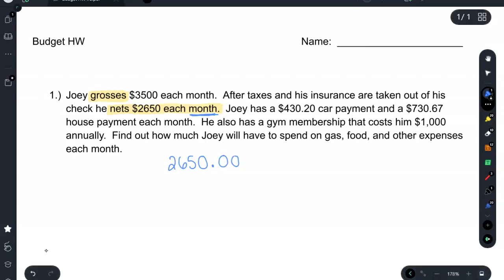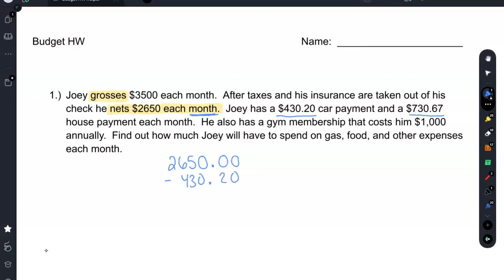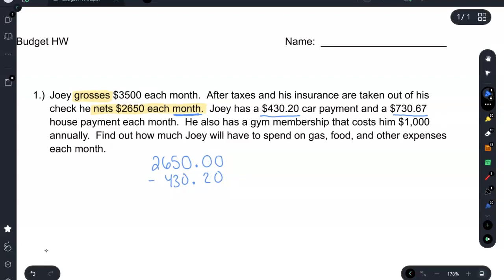All right, let's proceed. Joey has a $430.20 car payment. I'm going to underline that as I go through it. And a $730.67 house payment each month. If these are his payments, these get subtracted, right? These are coming out of his budget. So I'm going to write them underneath, line up your decimals, and subtract these payments.